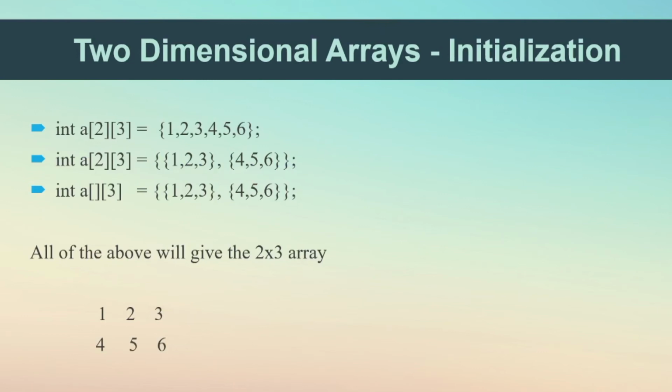Then, similar to a 1D array, here also we can initialize using curly braces. Altogether we can use the same way of value initialization for a two-dimensional array, represented as int a of 2 comma 3, which means 2 rows and 3 columns. If we just write all the values together, the compiler will automatically be able to differentiate how many elements are going to be in one column and how many in the next column.